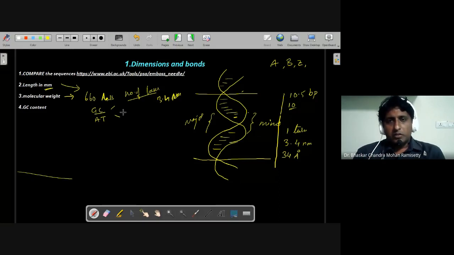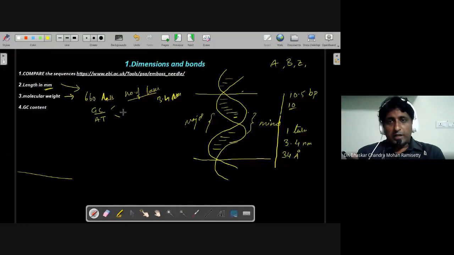You can also compare the molecular weight of the DNA. You can Google it, many websites will be there. Find the molecular weight of the given DNA molecule. You give the sequence, and then it can find the molecular weight. Just ensure you're asking for double stranded or single stranded.